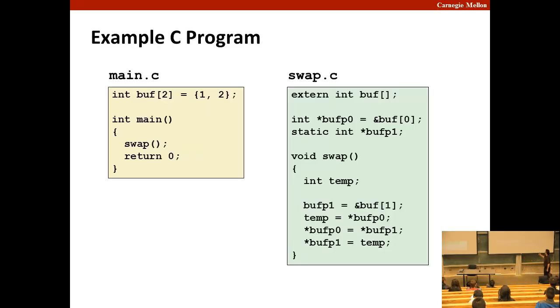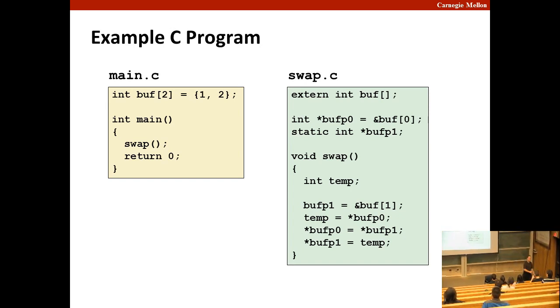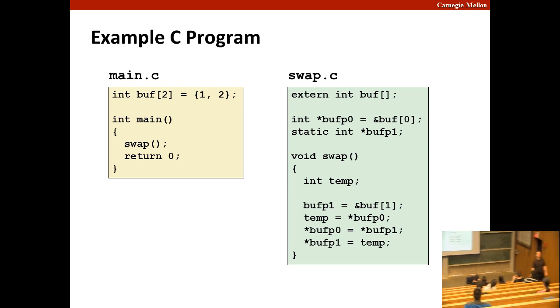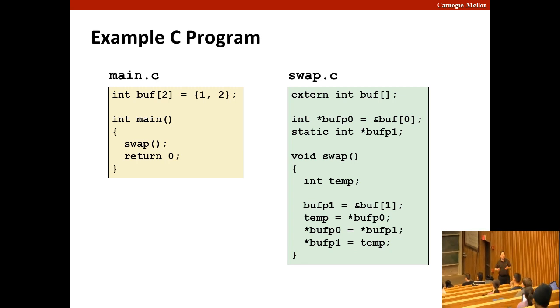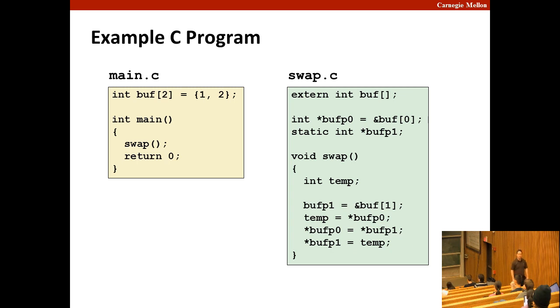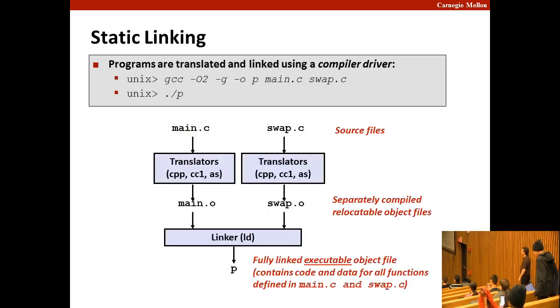Okay, here's an example C program. We have main.c and swap.c. Normally these two things are compiled separately. That is to say, we run gcc on main.c, it does its whole thing, and it spits out a main.o. And then we run gcc on swap.c, and it spits out a swap.o. And then it links these together to form our executable. So today we're talking about linking, that process of putting these pieces together. Does that make sense? Okay.